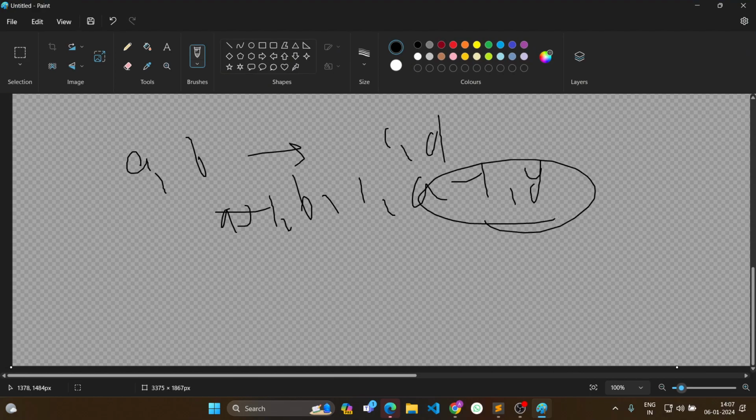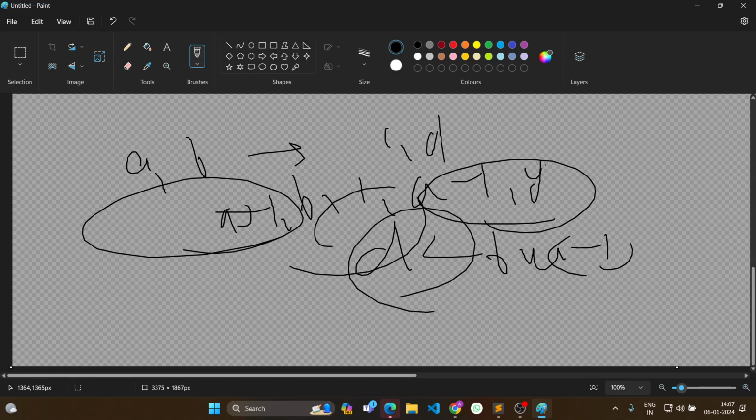So the thing is, this means that if d is smaller than b, the answer is minus 1. Otherwise, it's always possible to move from a to this point.